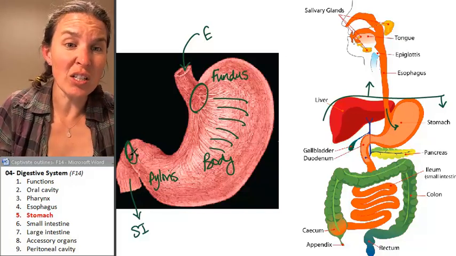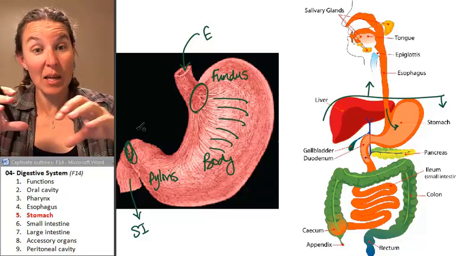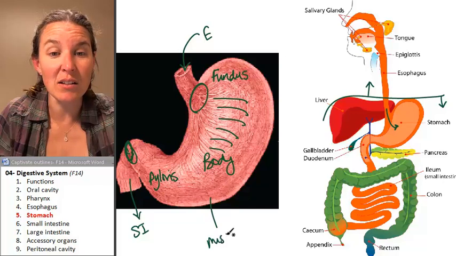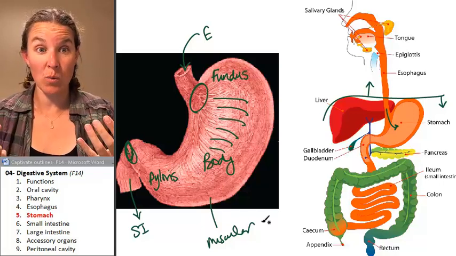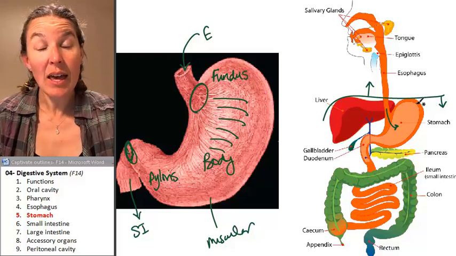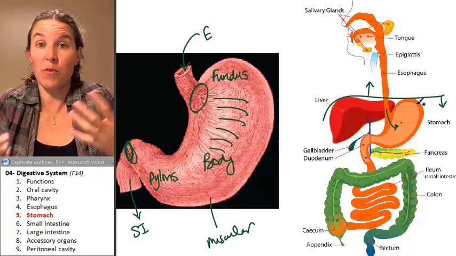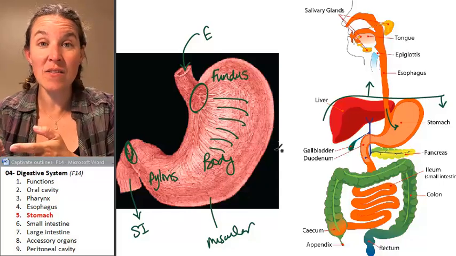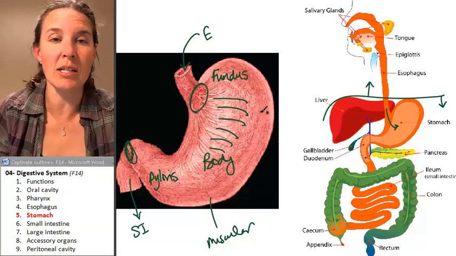There is a sphincter, which is basically a muscular thickening that separates the stomach from the small intestine. And the stomach is very muscular. Why would the stomach wall be really thick with muscle? What kind of digestion is happening in the stomach? There is a lot of mechanical digestion happening, which causes the stomach to squish up the food. In addition, there is some chemical digestion. When we look at the histology of the stomach, we'll take a look at the cells that produce enzymes that help digest proteins in your stomach.